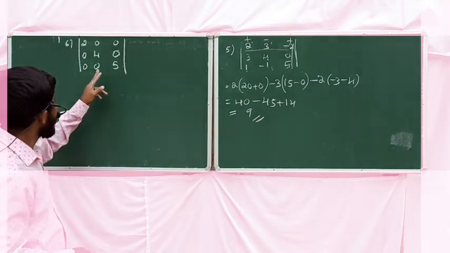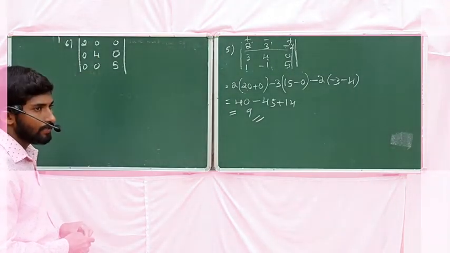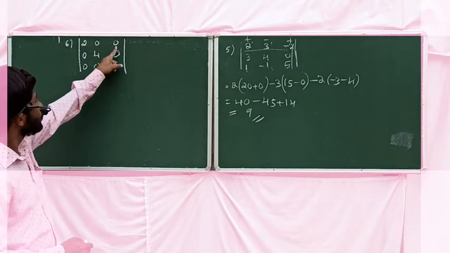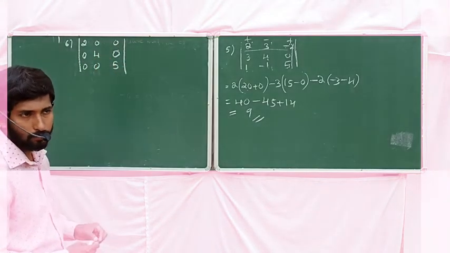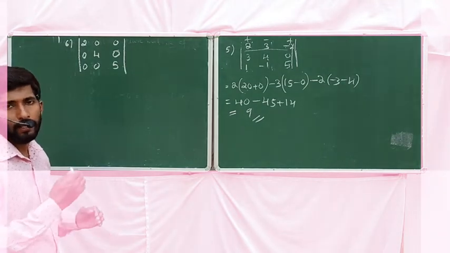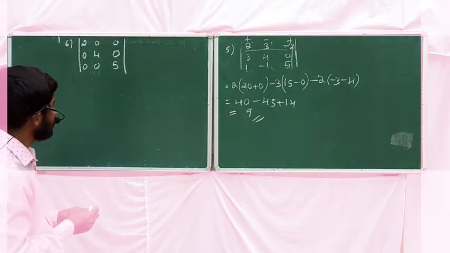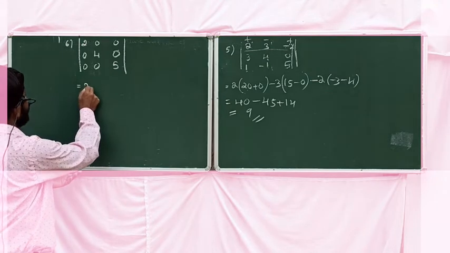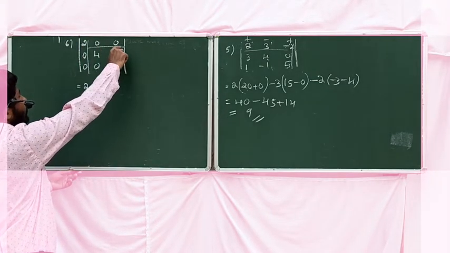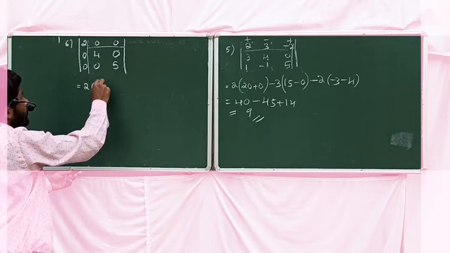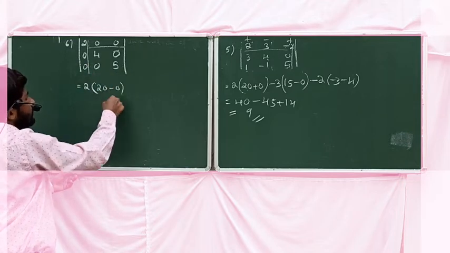Next problem. Calculate the determinant of this square matrix. Here see two entries are zeros, so it's easy to calculate the determinant because we know 0 into any number is equal to 0. So first entry see 2 into, okay, calculate the determinant cancelling row and column. 4 5s are 20 minus 0.